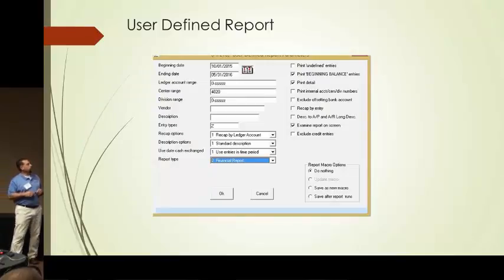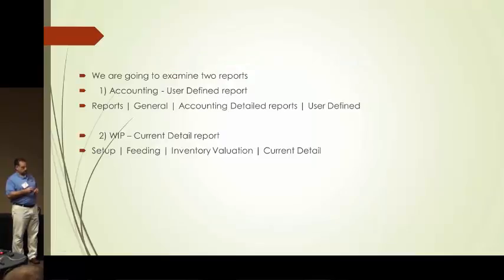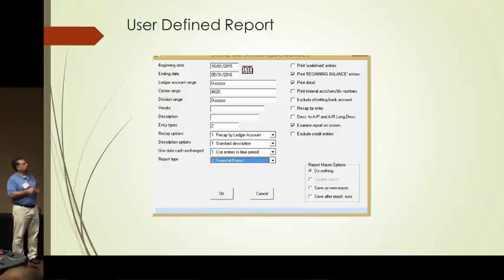So the user-defined report, we're going to run it for the date range for that group of animals, which in this example is October 1st to May 31st, and we're going to limit it to the center that we know these animals are in, to get accounting data that's related to that group.